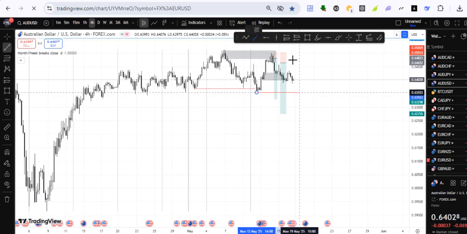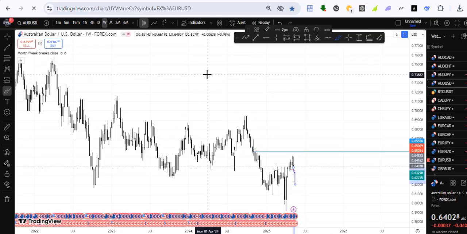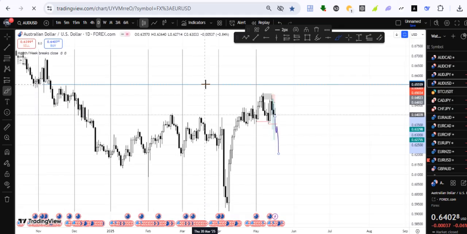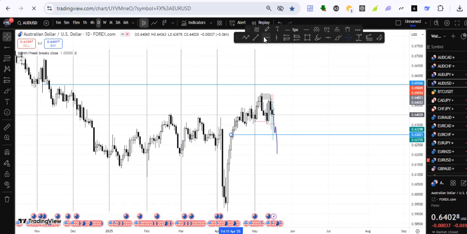So I'll be expecting the market to continue to the downside. And if we look at it from a weekly time frame, this is what we do have. On the daily time frame, what do we have as a target? I have this first point here. This is the first one, because it's the first imbalance. Then I have the second one.